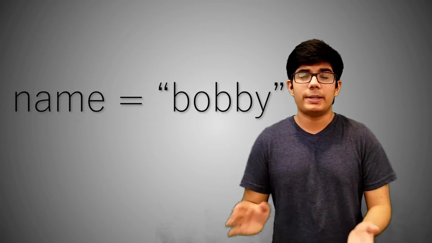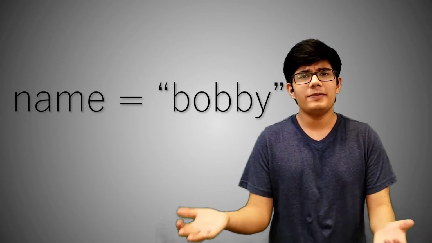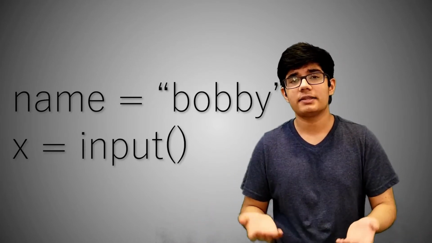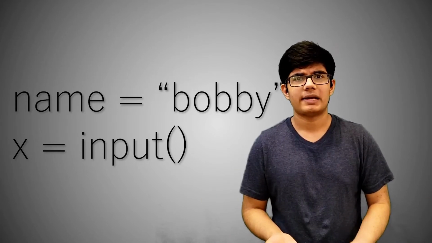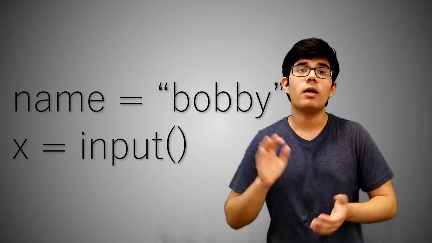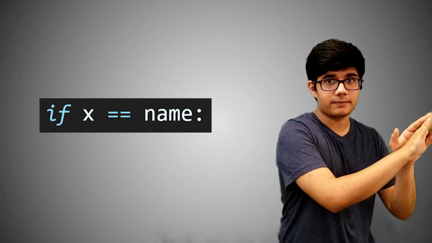So let's say that the name that we want to store and authorize is Bobby. So we can just create a variable called name and store Bobby in name. Then we can obviously get input through x, and then we can check if x is equal to name. How do we go about doing this? Well, that's where we introduce our new bit of syntax. If x is equal sign name.